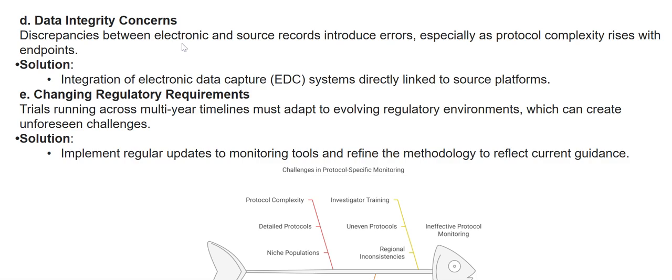Discrepancies between electronic and source records introduce errors, especially as protocol complexity rises with endpoints. So here, discrepancies in data might be found by any monitor, including the medical monitor, between the electronic and source. Electronic meaning here the EDC, the electronic data capture, or the eCRF, which is the electronic case report form, and the source, the source for the site that is conducting the trial. They do have their own source records.